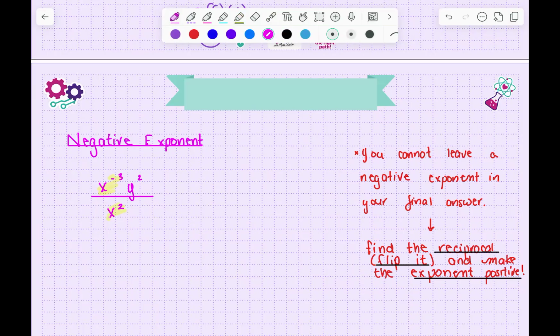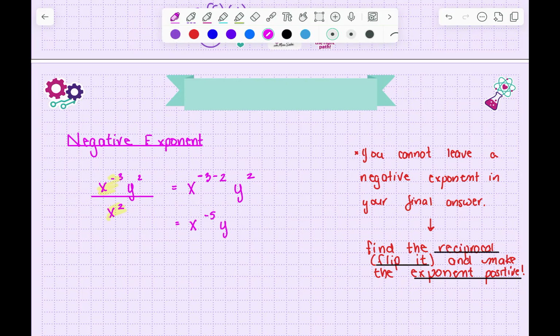Okay, so I'll now apply the exponent laws. Write down the like base and subtract their exponents. So I have x to the power of -3 minus 2. Let me go ahead and write that. So x to the -3 minus 2 is -5.